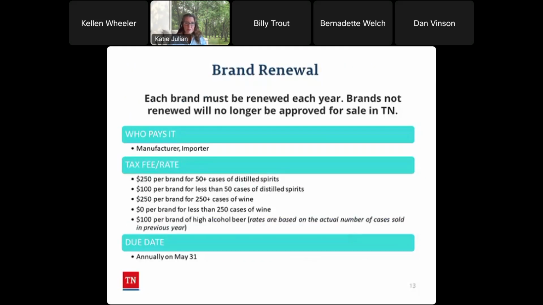So there is brand renewal. Each brand must be renewed each year, and brands not renewed will no longer be approved for sale in Tennessee. Again, this is paid by the manufacturer or importer. You can see here the prices per year to renew the brand registration. This is due annually on May 31st.